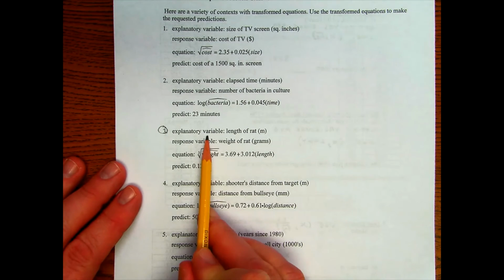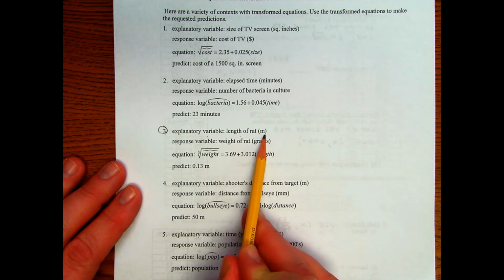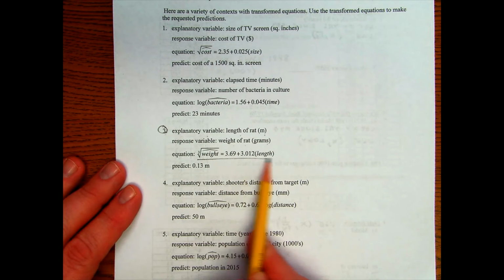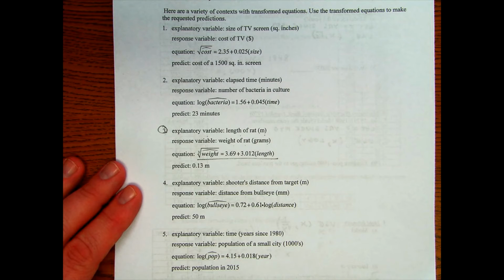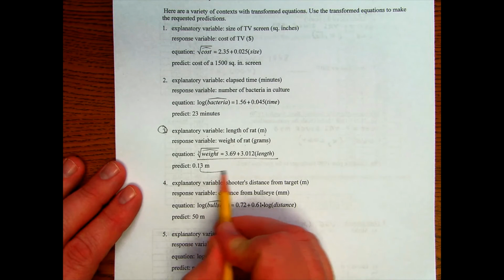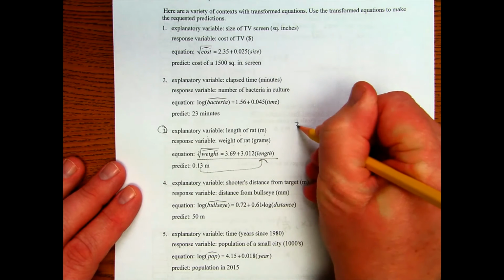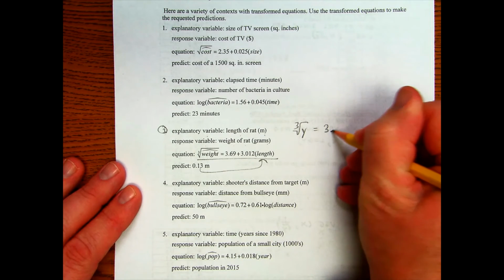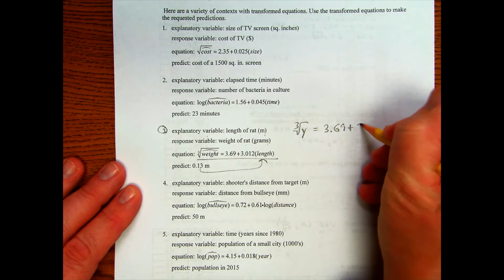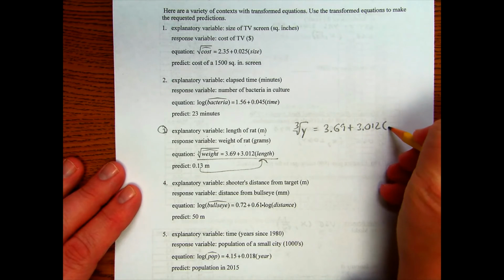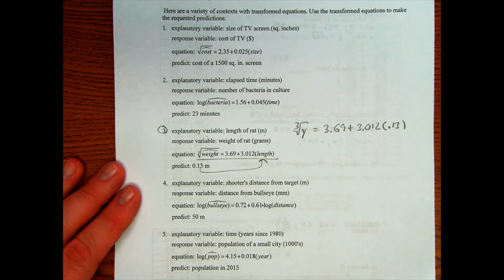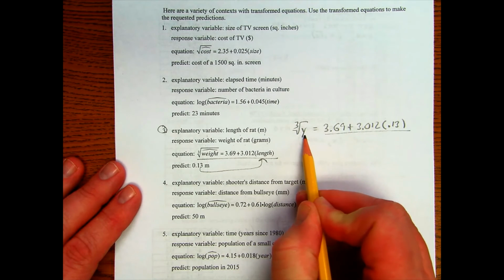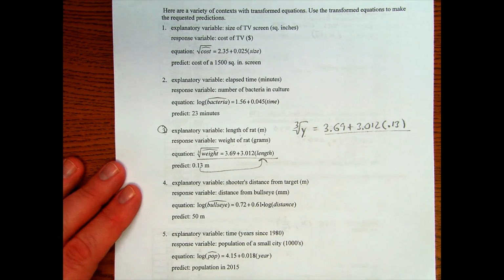So the explanatory variable is the length of the rat in meters. The response variable is the weight of the rat in grams. And this is our equation we're working off of. So we're plugging that 0.13 in here. So we've got the cube root of the y value is equal to 3.69 plus 3.012 times 0.13. So we type that in our calculator. That's equal to the cube root of y, and then we'll cube that result.